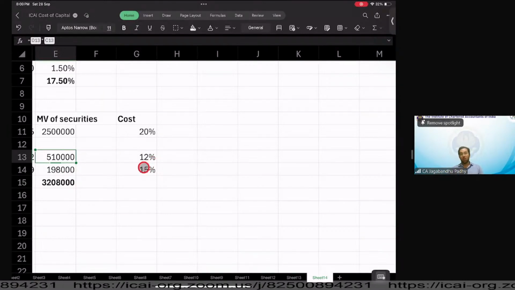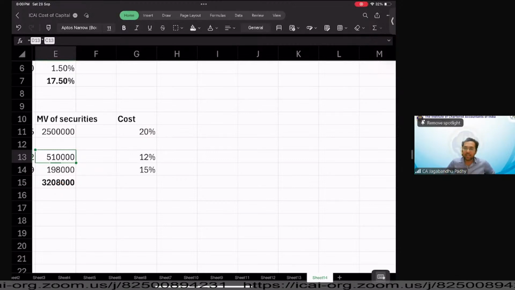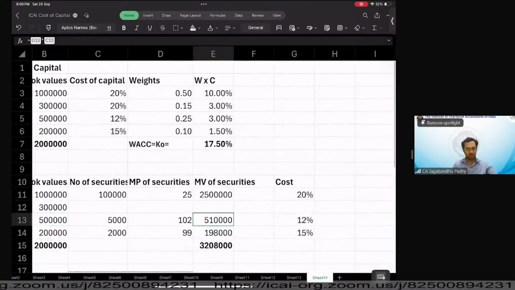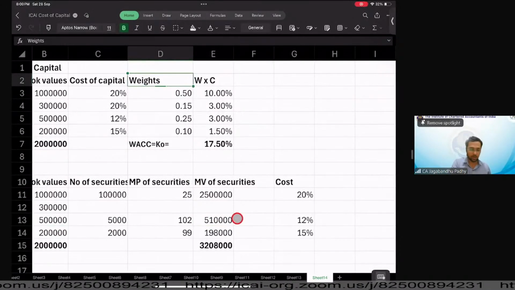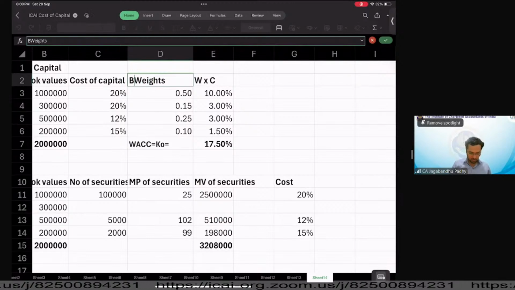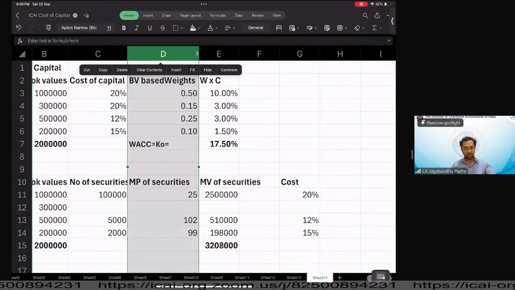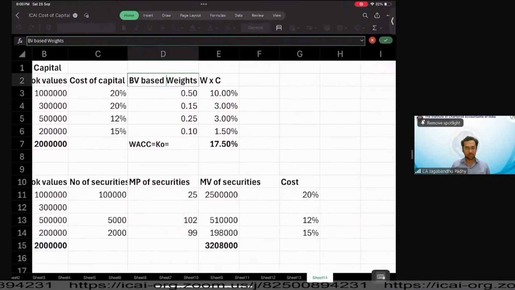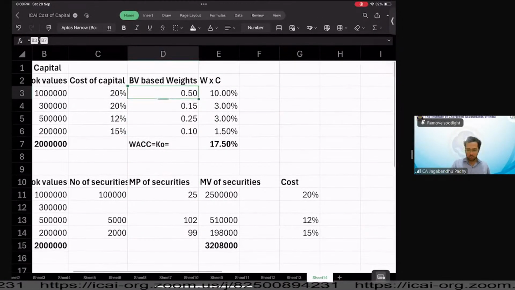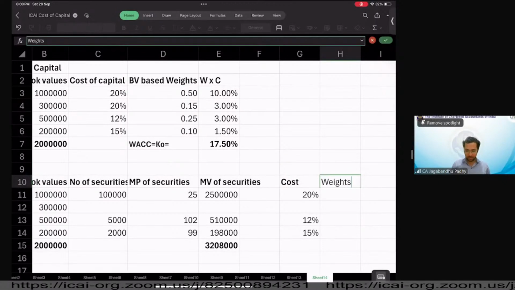So if I ask you, what is the overall return that is expected on the total capital, which is 32 lakh 8,000? How do I calculate that? Can I say again weighted average? Sir, what's the difference between these weights and the weights that we are going to calculate? These weights are book value based weights, right? Here, the weights that we are going to calculate are market value based.